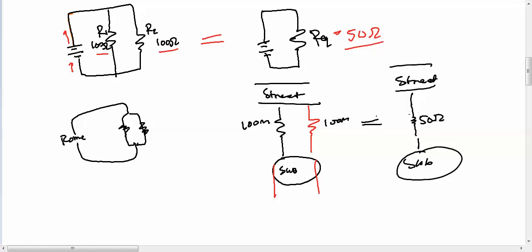Even though we have half the people on each path, maybe think of it like this. It's easy to let's pretend that these resistances are stairs, because you kind of get tripped up when you go upstairs. Let's pretend that walking up an incline is no problem. It's easy. Let's say that to get from the subway to the street, you have to walk up 100 stairs.